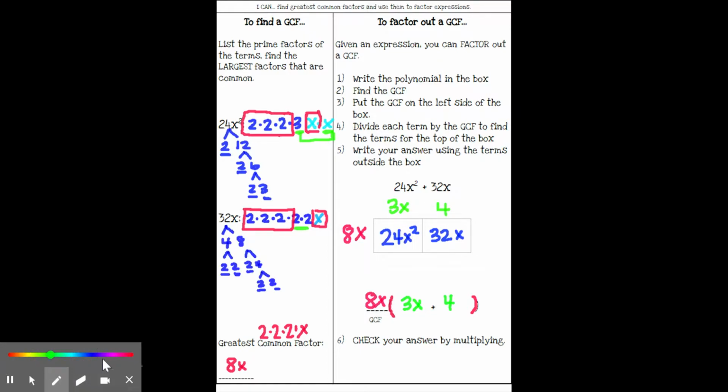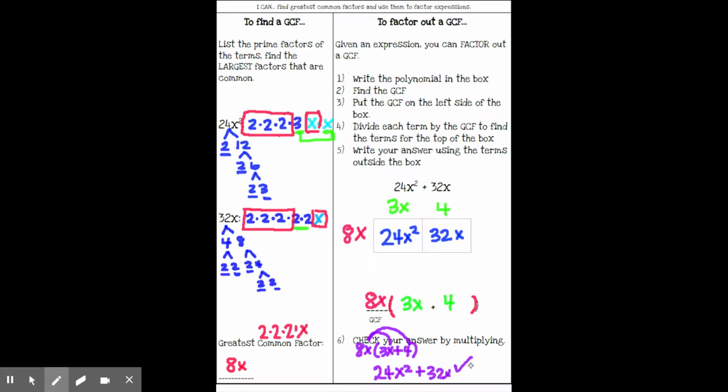We can check our work by distributing. So if we distribute, I'm running out of space, 8x times 3x plus 4. If we distribute, 8x times 3x is 24x squared. And then 8x times 4 is 32x. And you can see that's exactly what we started with. So that is good to go.